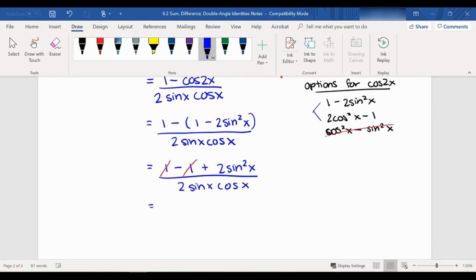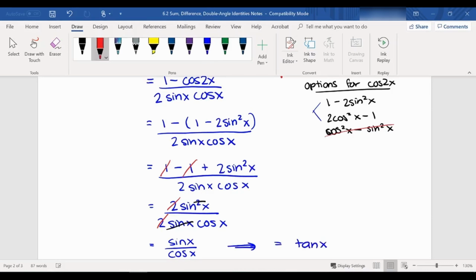Okay, so now I'm going to rewrite this. And we see that we've got a 2 on the top and the bottom. Those cancel. We have a sine x on the top and the bottom. So sine x from the bottom will cancel with one of the ones from the top, leaving me with just a sine x on top and a cosine x on the bottom. And this is equal to tan x.